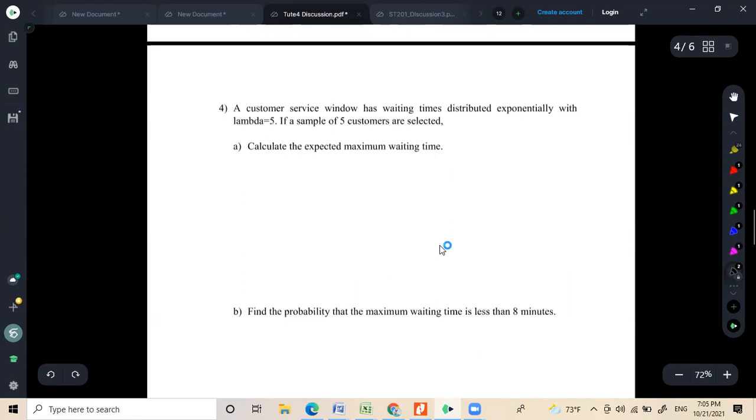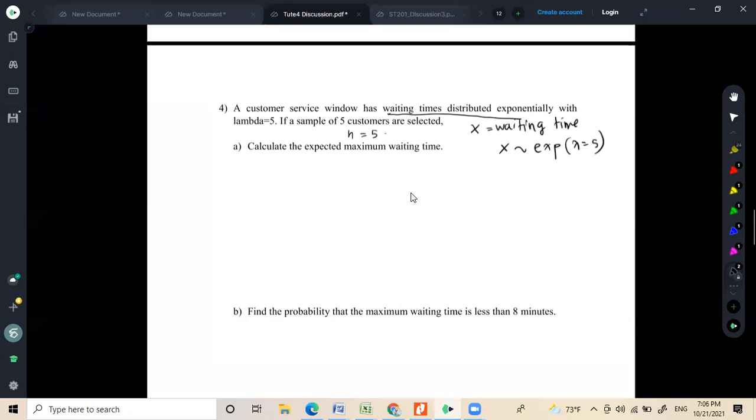Okay, so let's move on to question number 4. A customer service window has waiting time distributed exponentially with lambda 5. So what is our random variable? Waiting time. So that is exponentially distributed with lambda 5. So that's given. If a sample of 5 customers are selected, so n is 5, calculate the expected maximum waiting time.